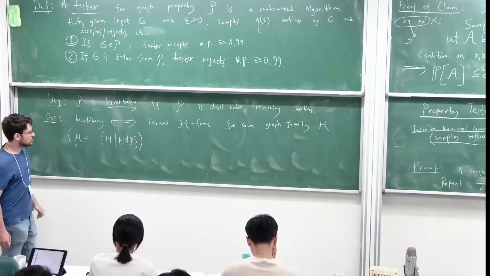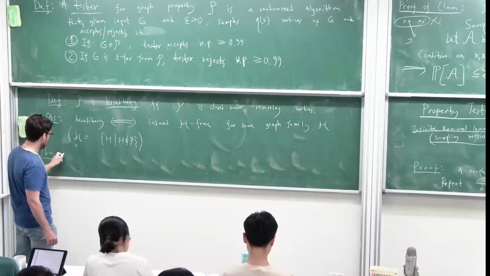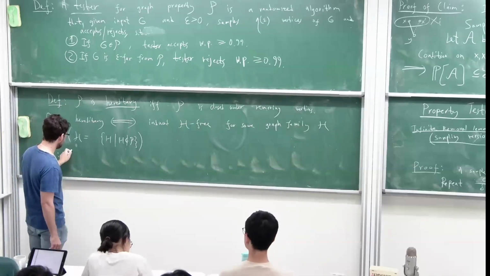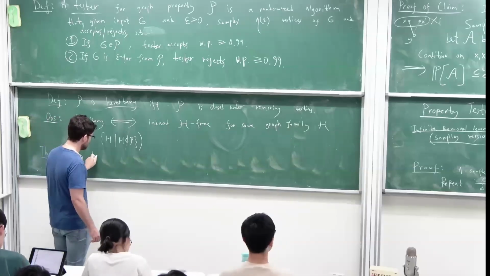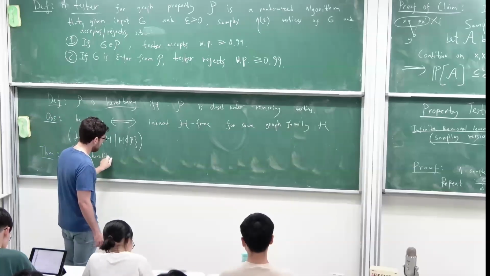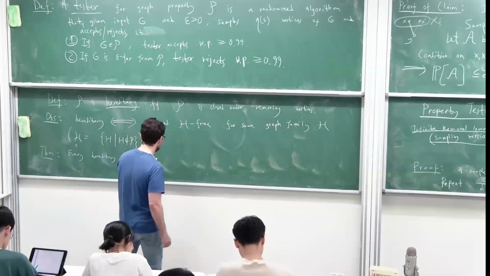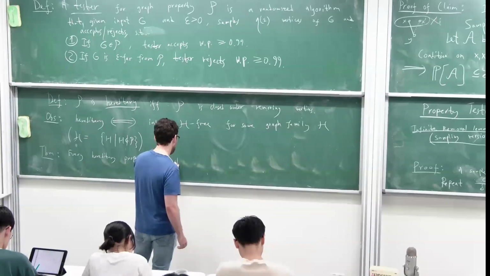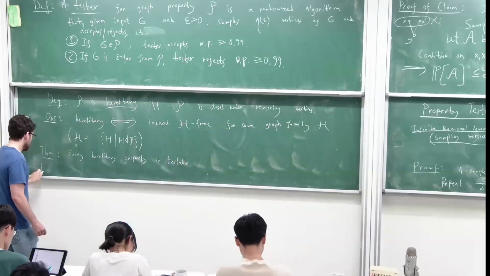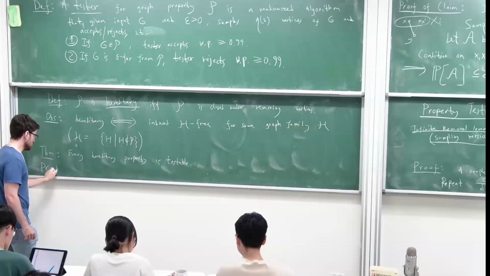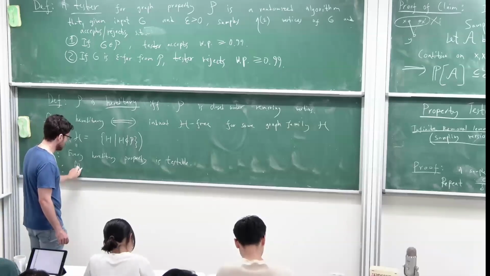Okay, so what follows from this theorem is that every hereditary property is testable. The proof: so what's the algorithm, right? The algorithm is extremely simple. So here is the algorithm.